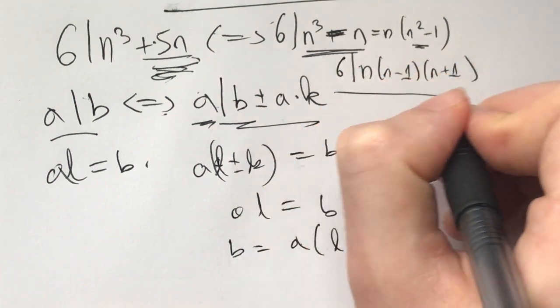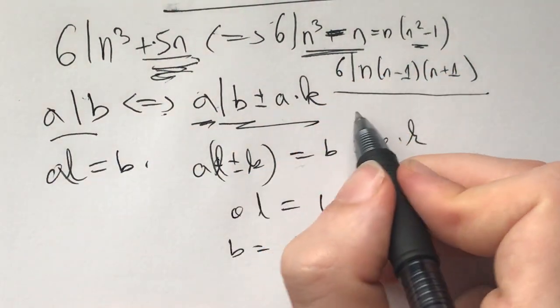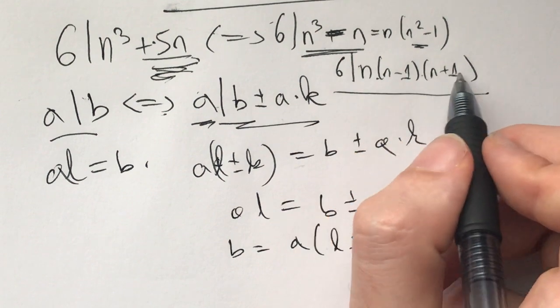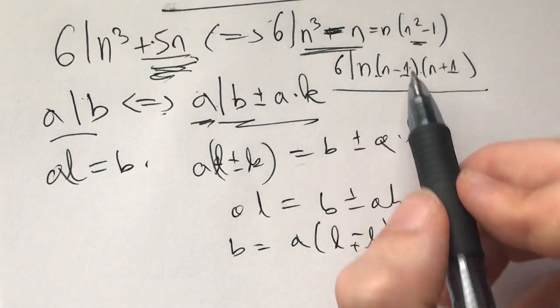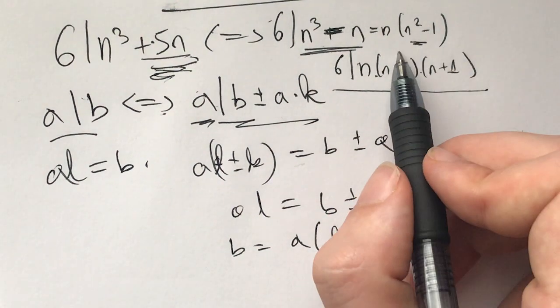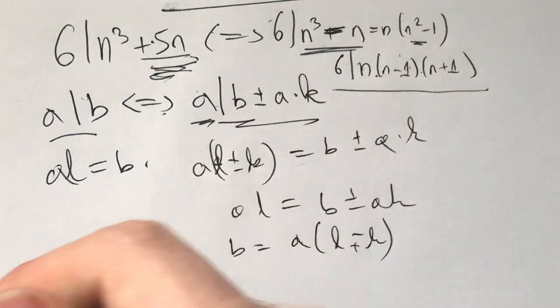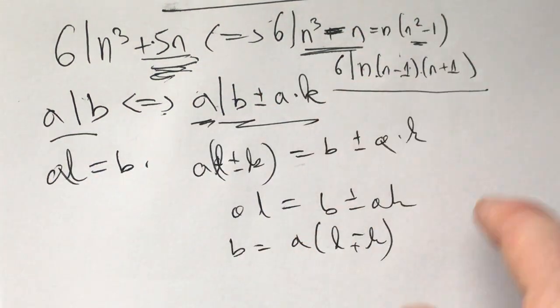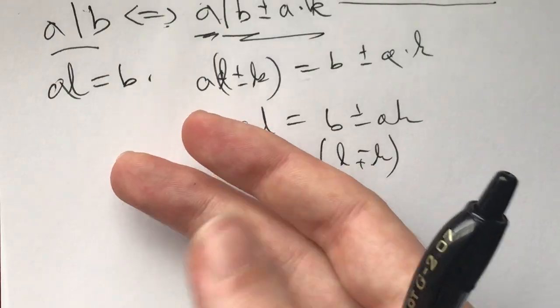And we need to show that 6 divides this. And now the argument is, these are 3 consecutive integers. That means one of them will be divisible by 3, and at least one of them will be even, because they're consecutive. And then this solves part A. Now let's move on to part B.